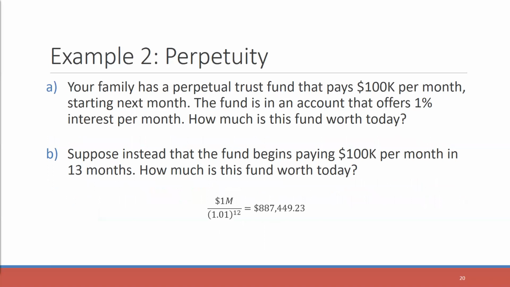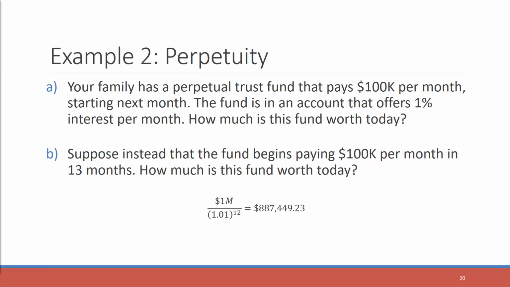Let's do an example of a perpetuity. Your family has a perpetual trust, so it's a never-ending trust that pays $100,000 per month starting next month. The fund is in an account that offers 1% interest per month. How much is the fund worth today? In order to value the fund, I want to take that 100K per month that gets paid every single month, and I want to divide that by my discount rate, my 1%. So my 100K divided by 0.01 is going to yield my answer.